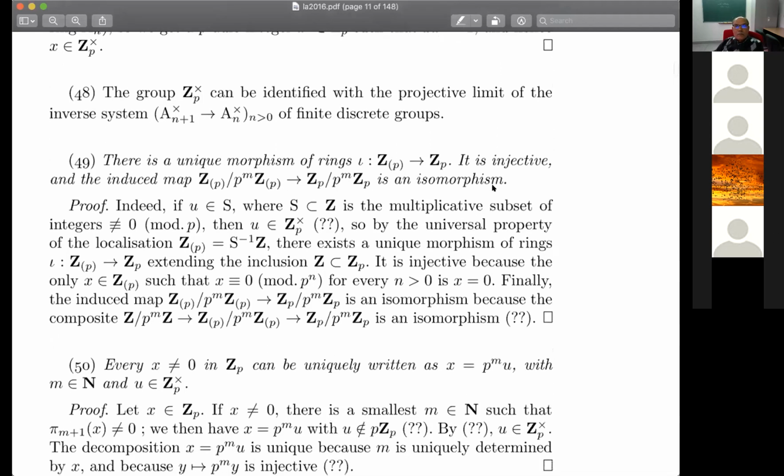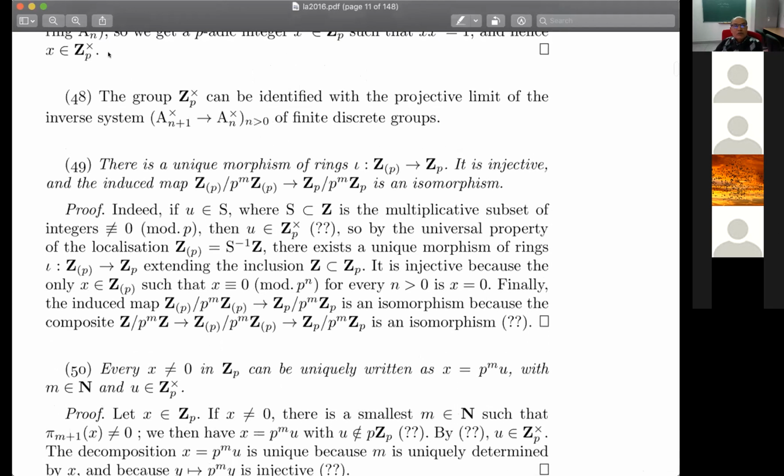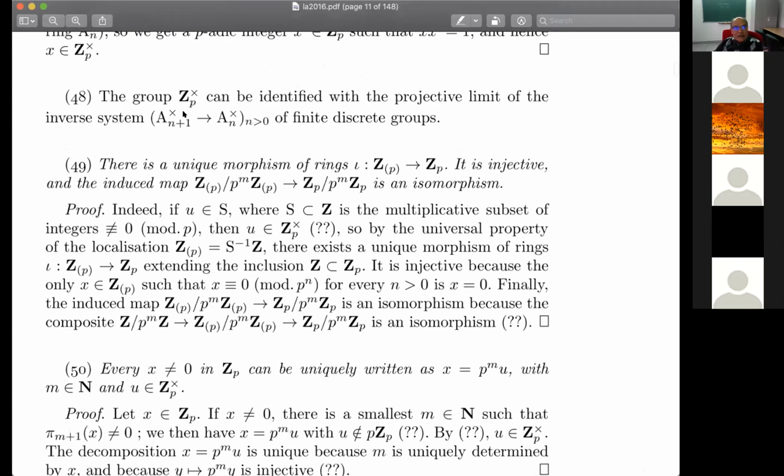Okay, so now, in fact, this group of invertible elements itself can be realized as the inverse limit of these groups of invertible elements. You know, you had this inverse system of rings, but you can also form an inverse system of the multiplicative groups of these rings. And the inverse limit of that inverse system of multiplicative groups is the multiplicative group of Z_p.